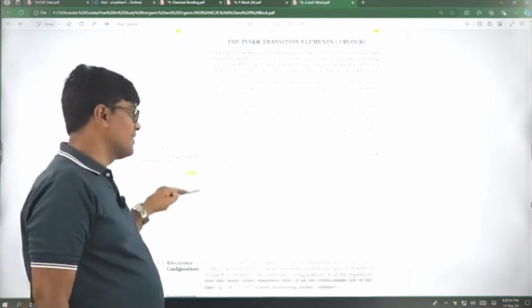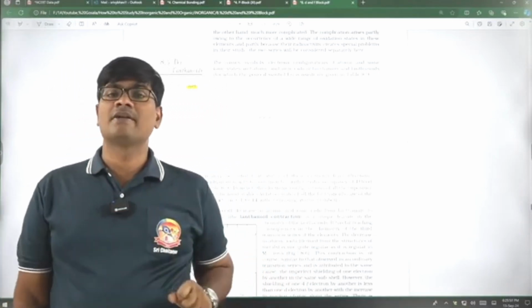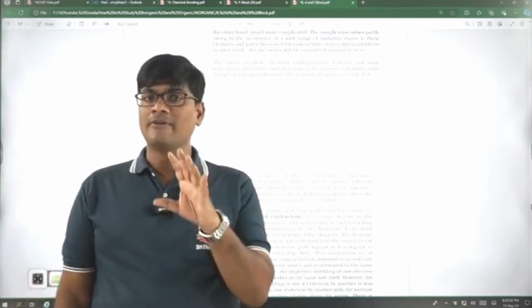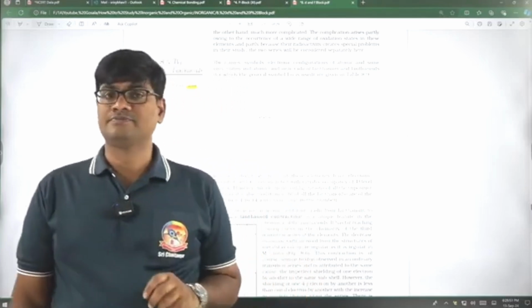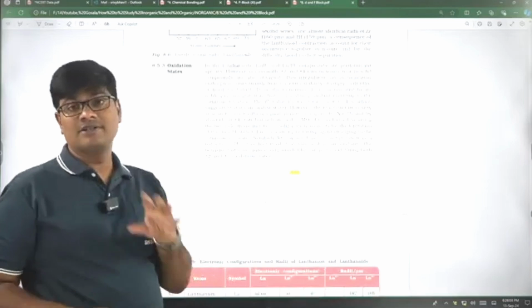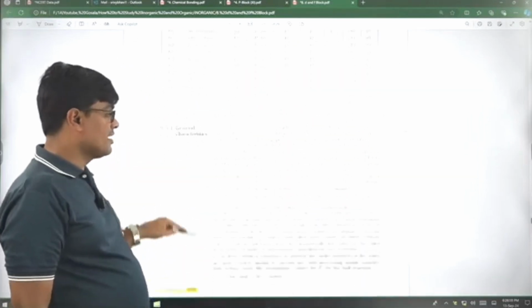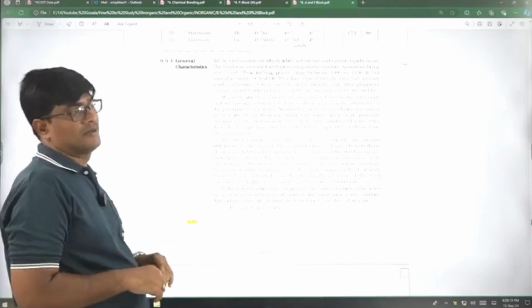Next, F block elements. In F block elements, first try to remember the elements. What are the elements present in F block? In F block, the main focus is on lanthanide contraction and stability of oxidation states. And then rarely they may ask about the chemical properties.